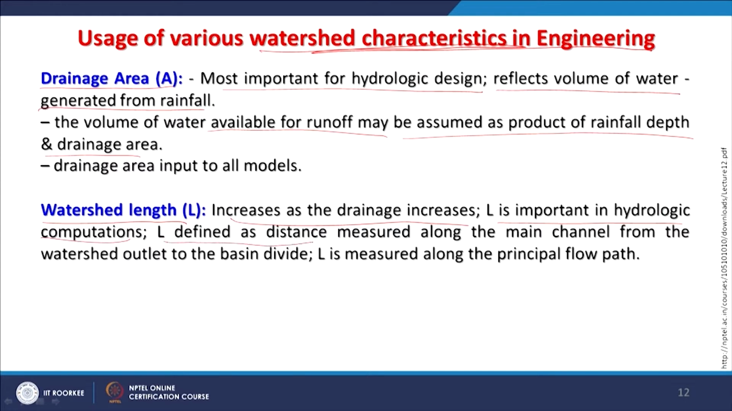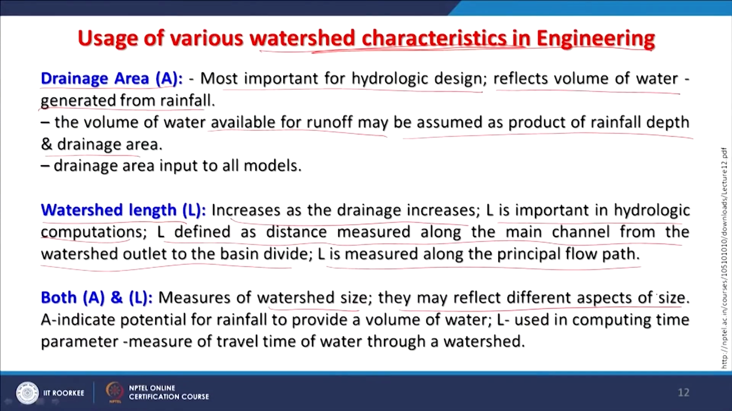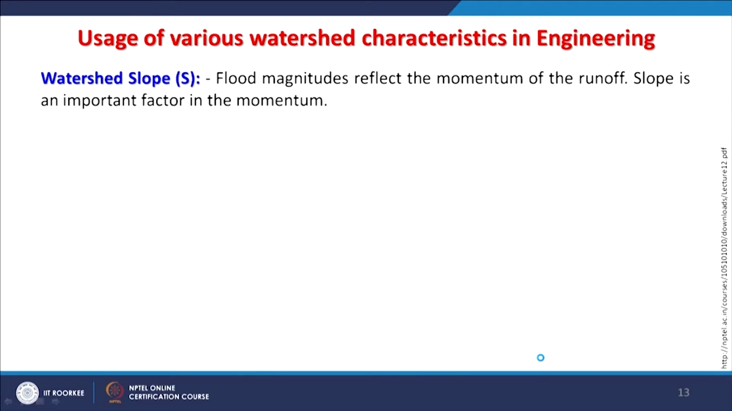The L defines a distance measured along the main channel from the watershed outlet to the basin divide, and this L is measured along the principal flow path, as I showed earlier through the shape of watersheds. And then both A and L measure the watershed size. They may reflect different aspects of size. A delineates the potential of rainfall to provide a volume of water. L is used to compute the time parameters, a measure of travel time of water through a watershed.